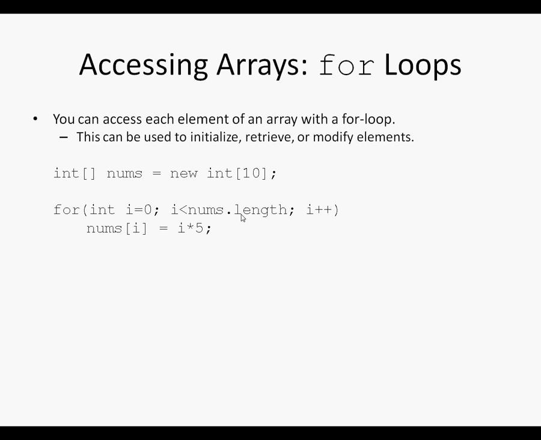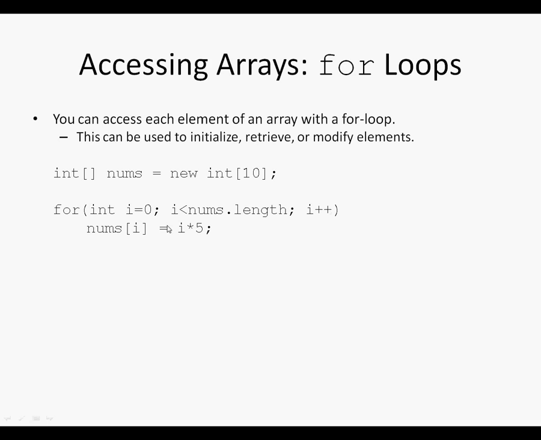Another way we could write this would be i less than or equal to nums.length minus 1. That would work as well. But this is the most typical way that you'll see a for loop written to go over an entire array: index starting at position 0, going less than the array.length, and incrementing each time.